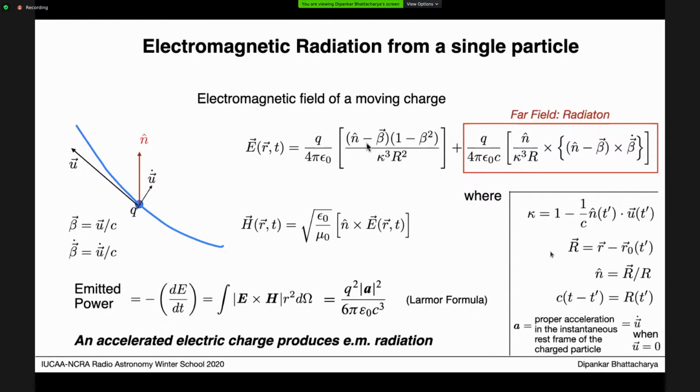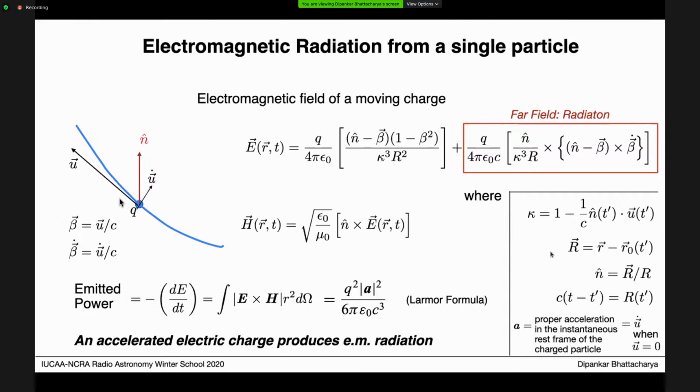And then the velocity of the charged particle makes the direction to the charged particle change, and this n minus beta takes care of that. And there is the special relativistic Doppler factor, which is given by this 1 minus beta square. So beta is the speed of the charged particle divided by c, and beta dot is actually the acceleration of the charged particle in units of speed of light.